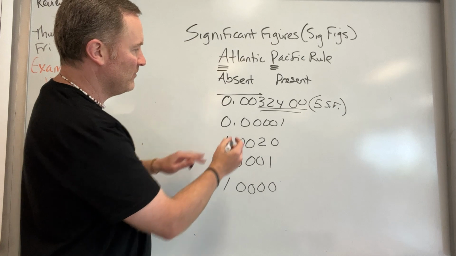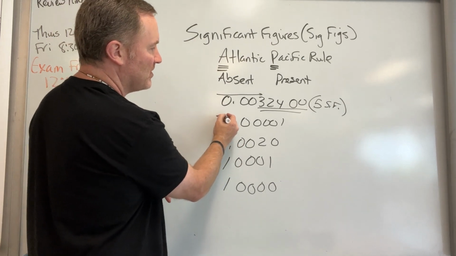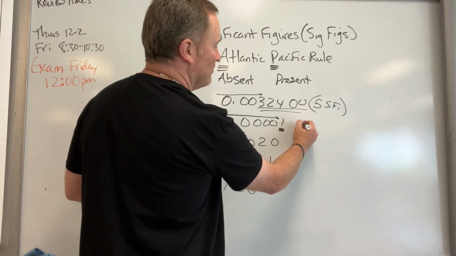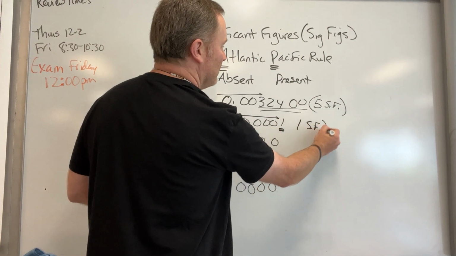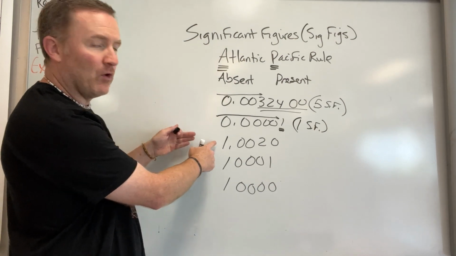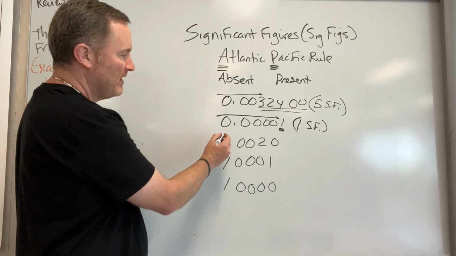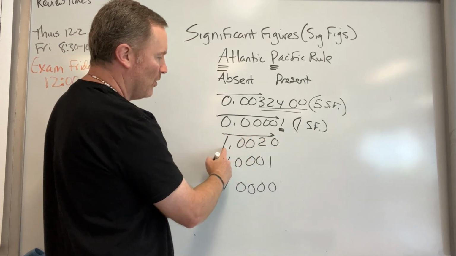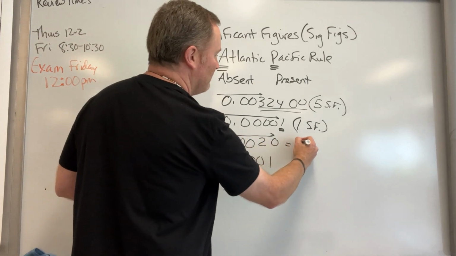If we look at this one, again, the decimal's present, so we're starting here. We finally get a number at the very, very end. This one only has 1 significant figure. If we look at this one, the decimal's present, and obviously there's a whole number, so we're going to start with that whole number. Everything after, because the decimal's there, is going to count. So 1, 2, 3, 4, 5 significant figures again.